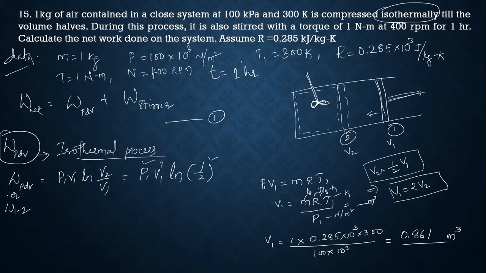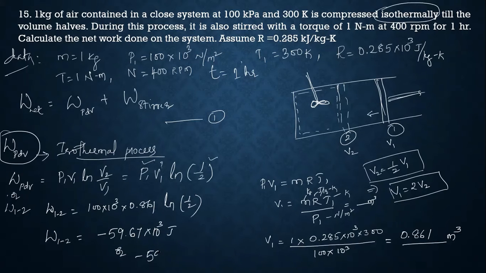0.861 meter cube is V1. Substitute here, for W1-2 you will get P1 100 × 10 to the power of 3 and V1 0.861 into ln 1 by 2. Then we will get W1-2, it is minus 59.67 × 10 to the power of 3 joules, or else minus 59.67 kilojoules. This is the work expression for an isothermal process. Now this is done. Now our task is to find the stirrer work.